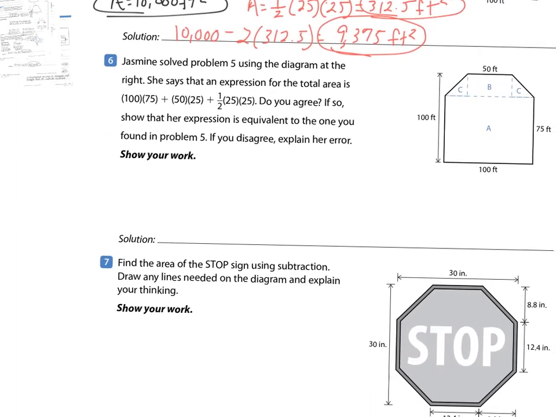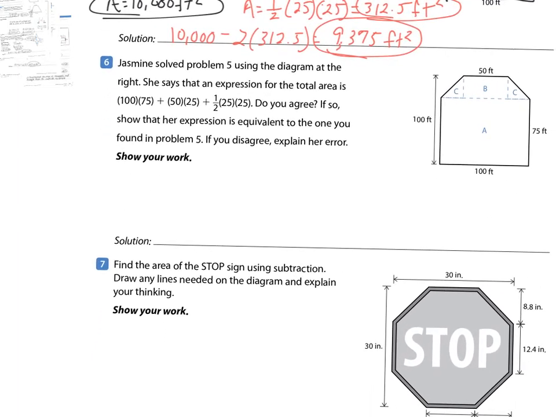All right, looking down at number 6, Jasmine solved problem 5. She says this expression, and I'm going to write it below. So it's 100 times 75 plus 50 times 25 plus 1/2 times 25 times 25. Do you agree? If I study that diagram on the right, rectangle A could be found by multiplying 100 times 75. So she's correct to find the area of rectangle A.